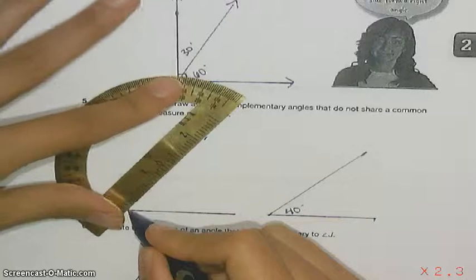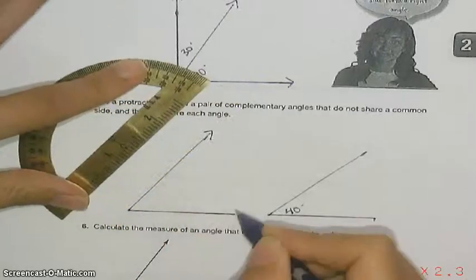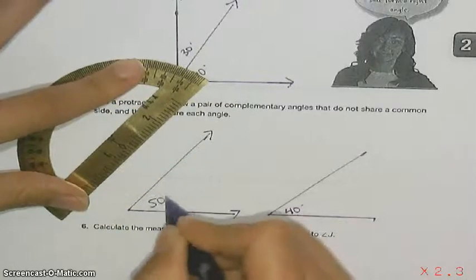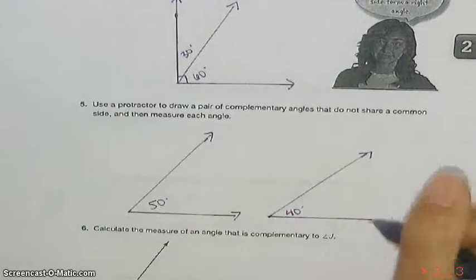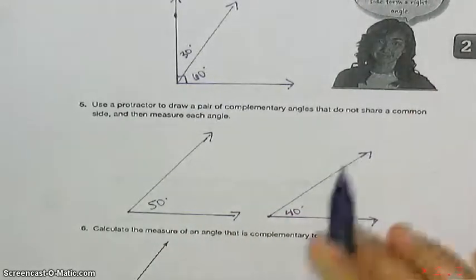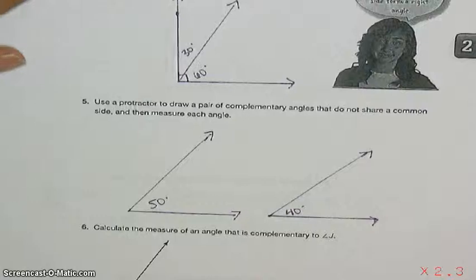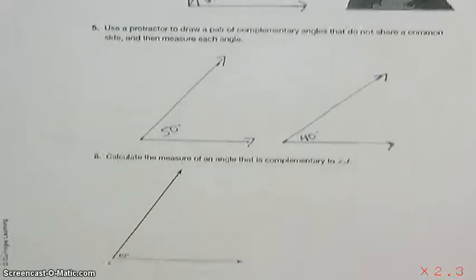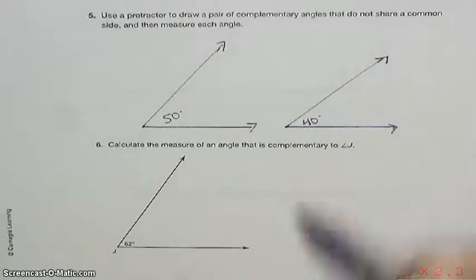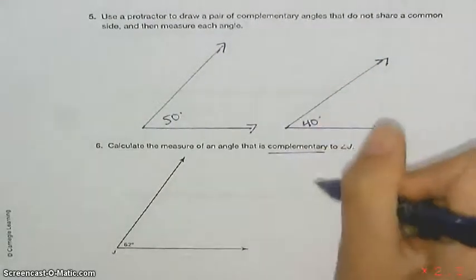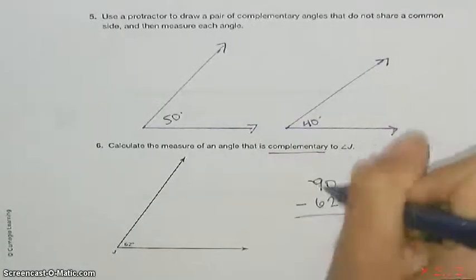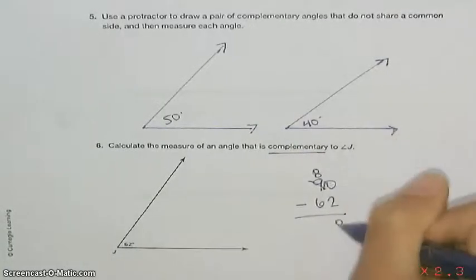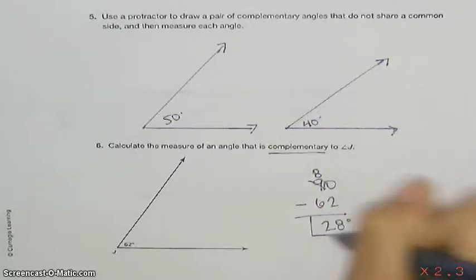Notice they are not sharing a side. They're not touching in any way. But these are still complementary because they add to be 90. They do not have to share a side. They're still complementary. All right, 62 degrees, I want complementary to that, so I need to get to 90. I already have 62. That means I need 28 more degrees.